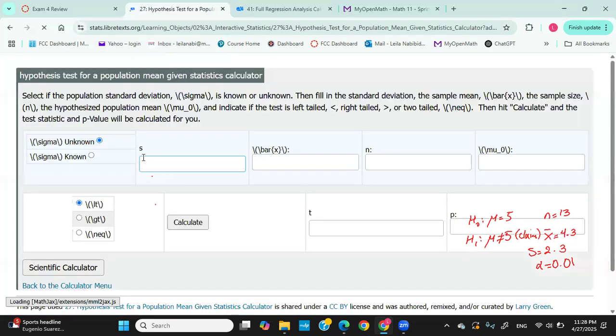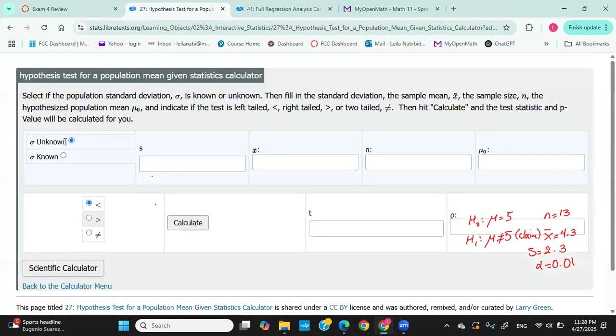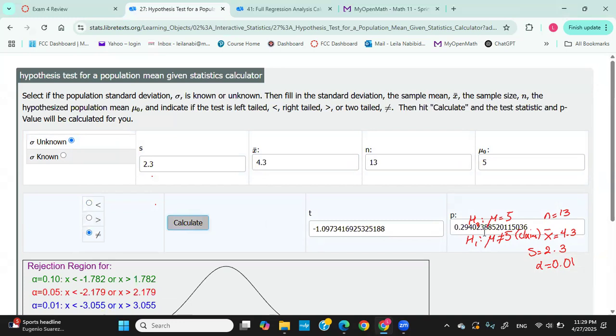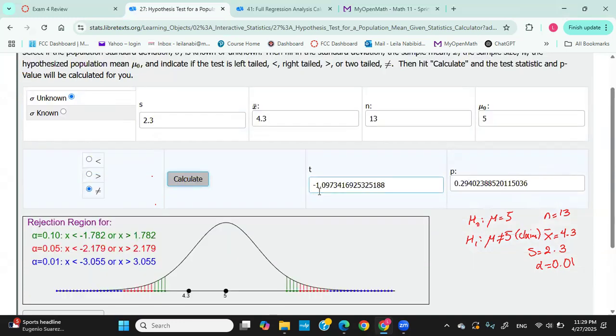And if I choose this, it asks me if sigma is known or unknown. So for sure, sigma is unknown because I don't have any information about the population standard deviation. So S is 2.3, x bar is 4.3, and the sample size is 13. Mu is about the claim, which is 5. But for the claim, we said not equal to. So in this part, I need to choose not equal to. And then calculate. And it tells me that the t-value, the test statistic, is negative 1.097.